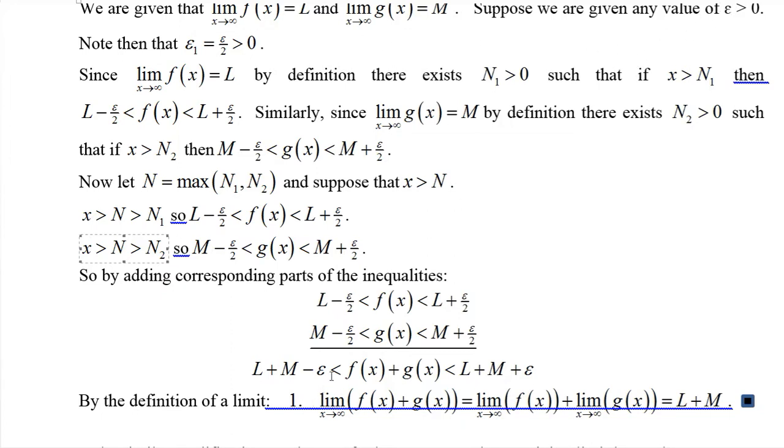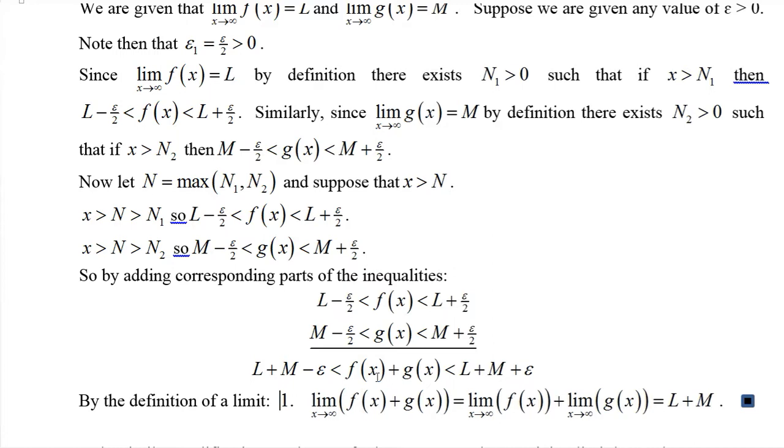And so by definition, the limit as x goes to infinity of f of x plus g of x is the limit of f plus the limit of g, which is L plus m. And that concludes our proof. This little black box means we've finished our proof. We've shown what we set out to prove.